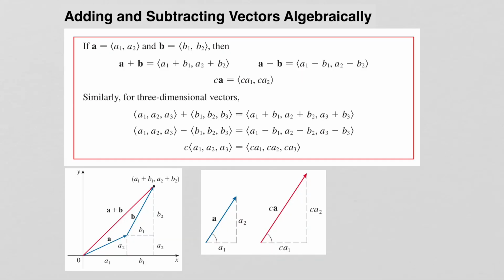We can also add and subtract vectors algebraically. This is a very simple process. So if you are in the 2-dimensional space, with vectors A and B having the components you see here, then the sum of A and B is simply the vector where you add the components of the vector. The difference, A minus B, is where you subtract the components of the vector. And the scalar multiple C of the vector is simply the scalar multiple of each of the components. And the same is true in 3 dimensions.